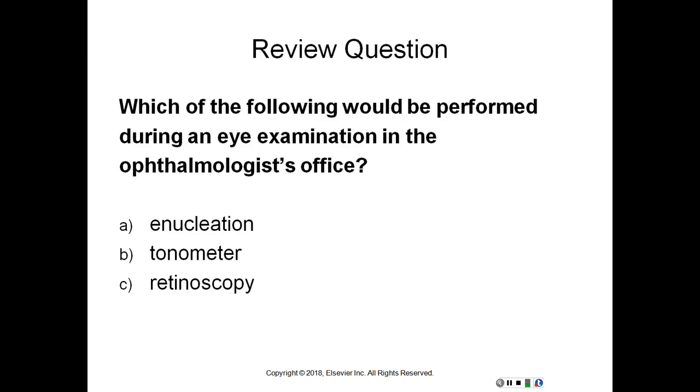So we have one question here. Which of the following would be preferred during an eye exam in the ophthalmologist's office? So hopefully you are choosing letter C for retinoscopy, because of course you hope they're not going to remove your whole eye with the very first option, enucleation. So letter C is your correct answer, and then letter B is just the instrument used to measure pressure. So that is the end of this recording.